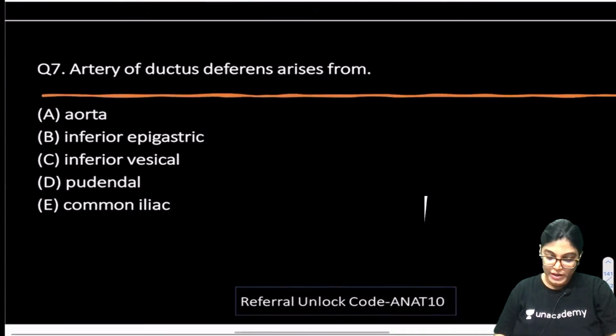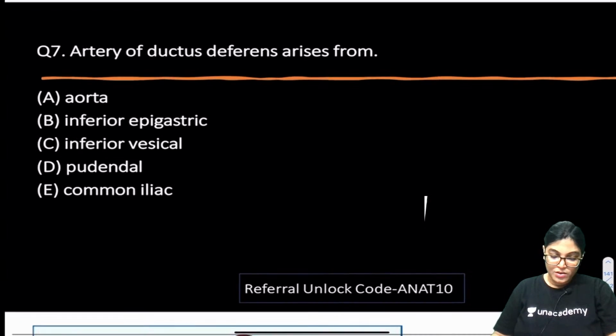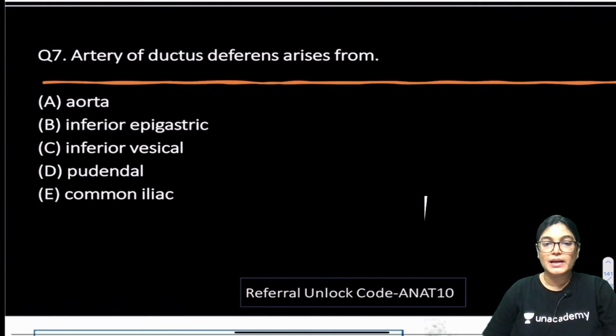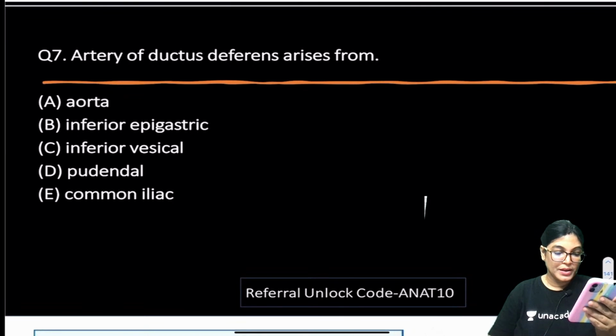Very easy one. This is an easy MCQ. Question number 7. Artery of ductus deferens arises from.